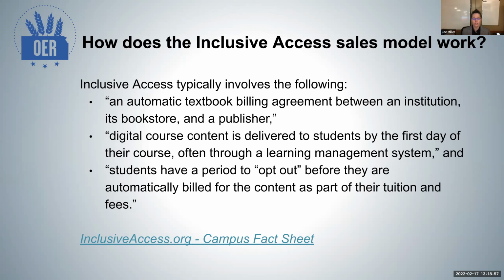Additionally, it's also really focused, as you saw in many of the names, on first day access, which is something within open education that we can also provide through that model, and it is through a learning management system most of the time. Again, this is digital content. Most of the publishers' information is now going digital. And then last but not least, they provide this option where students have a period to opt out. We're really going to look at that more: what is the perception of that? They have an option, but do they really?